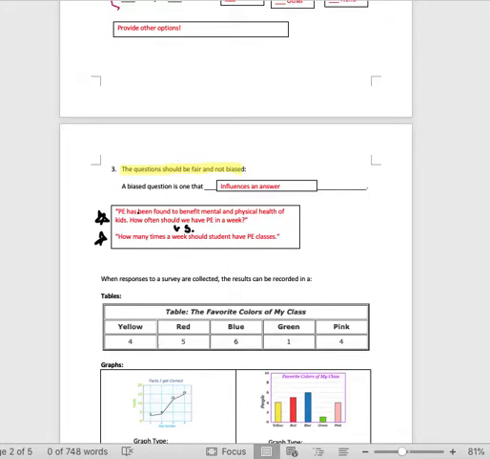Okay, because what you're saying is PE has been found to benefit mental and physical health. And we're using words like how often should we have it. So when we use words like benefit and often in our question, it's already making it sound like PE is beneficial. So obviously we need to have it. So someone might disagree with us and say we need less of it.